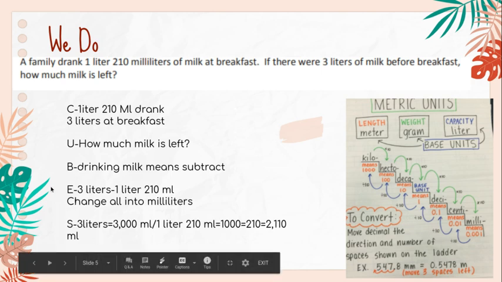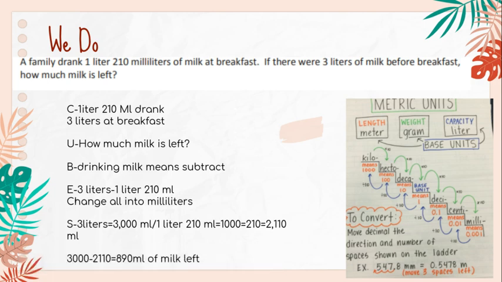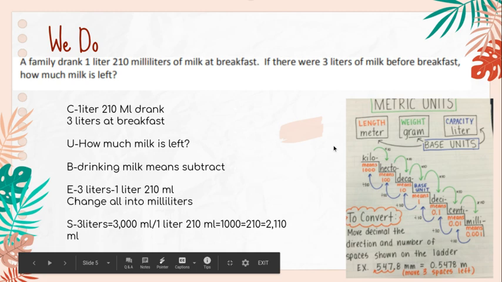If I subtract 3,000 minus this 2,110 milliliters, that means the family has 890 milliliters of milk left. They drank 2,110, but they have 890 milliliters of milk left. So I used CUBES to solve this word problem.